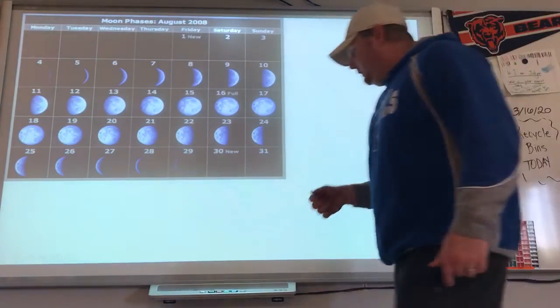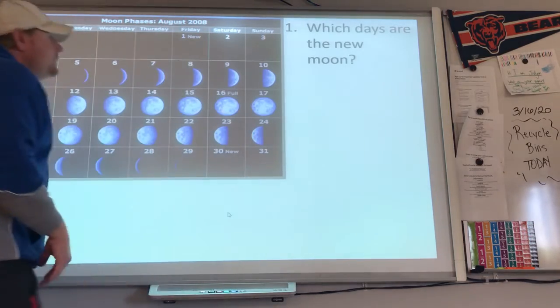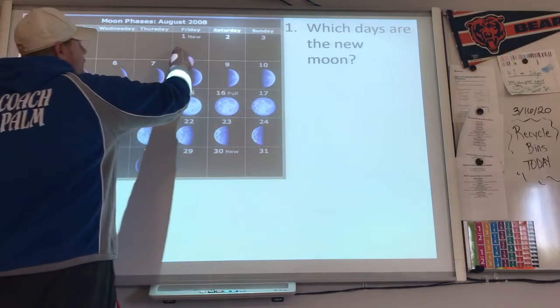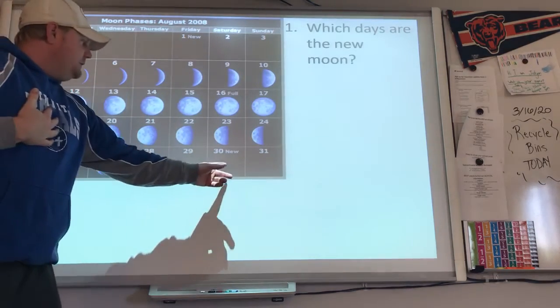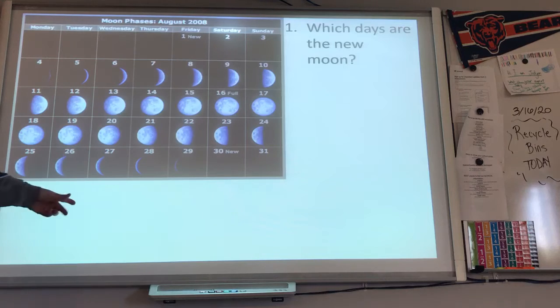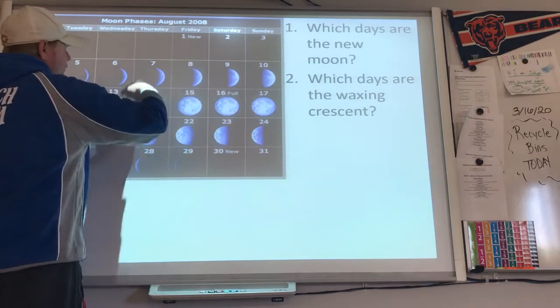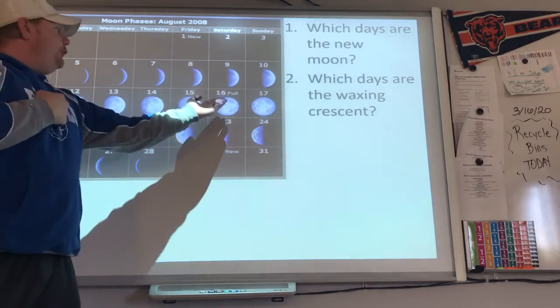So, if we look here, of course, my pens aren't working. Which days are the new moon? I would normally highlight this, but the new moon would be obviously day 1 and probably day 2 and 3 where we don't see any of the moon. Or day 30 is included here too. No moon is seen. Which days are the waxing days? Waxing, getting bigger. So 4 through 15 are waxing days because it's growing bigger until we get to the full moon on the 16th.